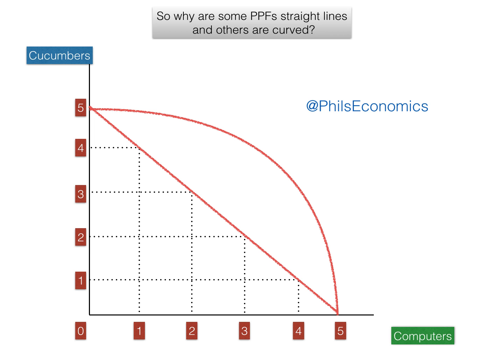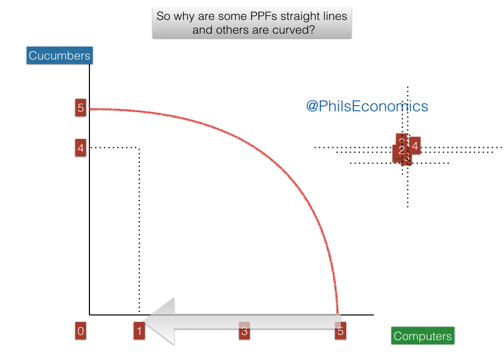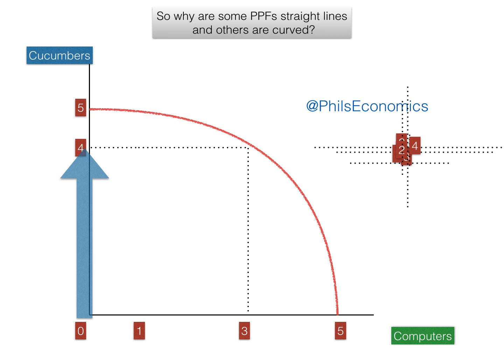A curved PPF shows that the trade-off is no longer constant. When we produce 4 cucumbers now, instead of giving up 4 computers that we did before, we are now only giving up 2 computers. The opportunity cost of cucumbers, what we've given up in terms of computers, has reduced. Instead of giving up 1 computer for every cucumber we produce, we now only give up half a computer per cucumber. The reason for this is that factors of production are not in real life as good at doing both things. If we own a factory, that will be capital, we'll probably use that for computers.